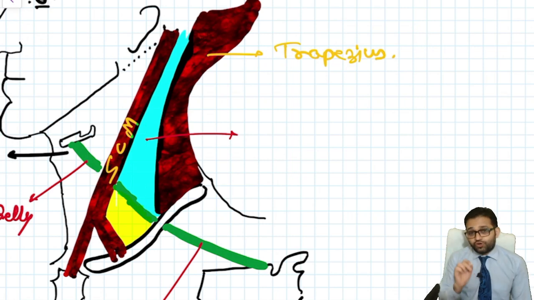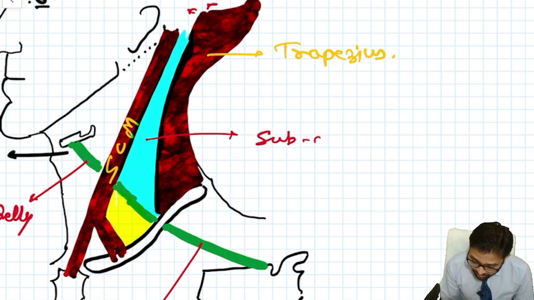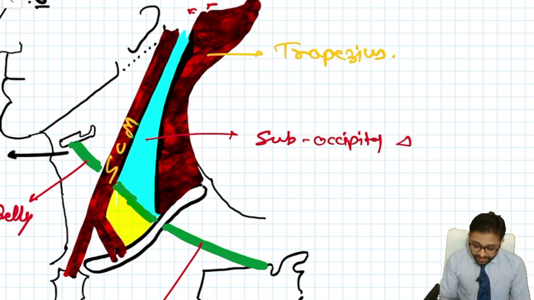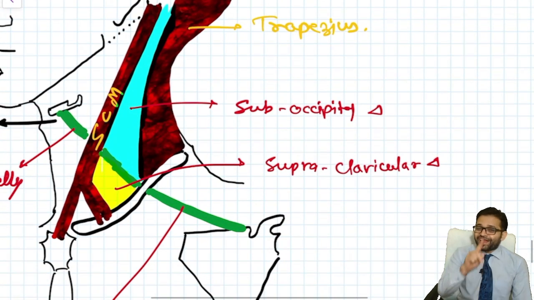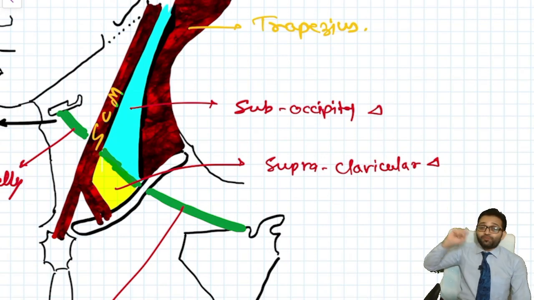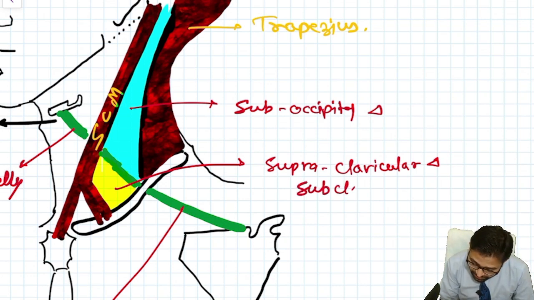So you can observe that behind the sternocleidomastoid, but close to the occipital region, this is known as the sub-occipital triangle, and another portion which is just above the clavicle is known as the supraclavicular triangle. And we will observe that through this supraclavicular triangle, the subclavian artery and the subclavian vein pass. That's why it is also known as the subclavian triangle.